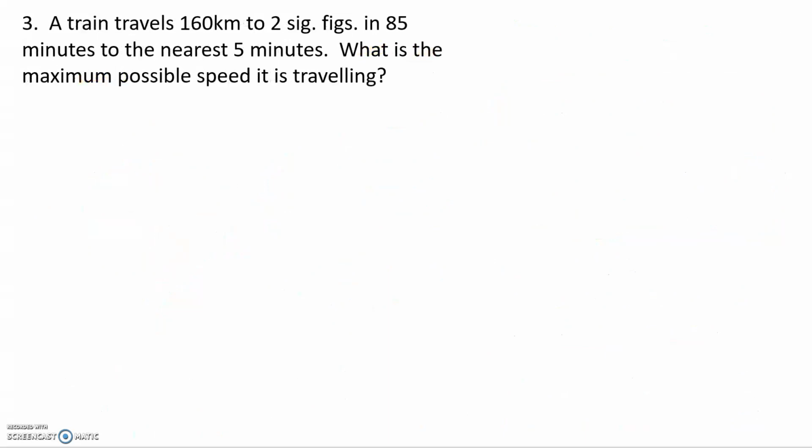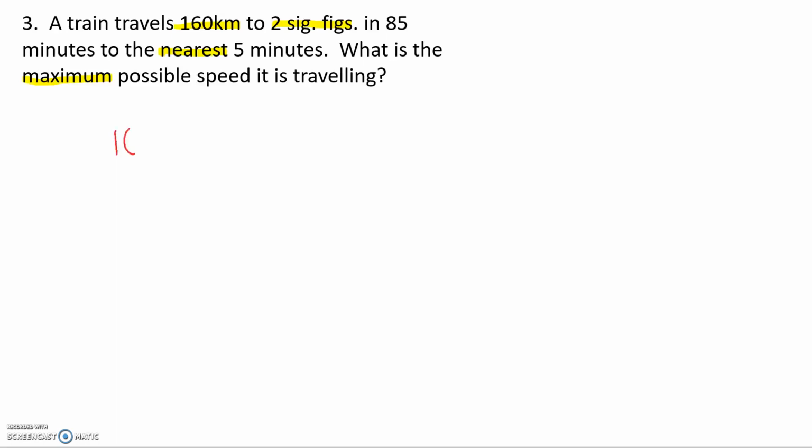Okay, number 3. Think this one's going to be any easier? We'll see. A train travels 160 kilometres to two significant figures in 85 minutes to the nearest 5 minutes. What's the maximum possible speed it's travelling? So this maximum possible speed, and the fact that they're telling me it's 160 kilometres to two significant figures and to the nearest 5 minutes, suggests to me this is probably a bounds question. So let's start breaking this down.